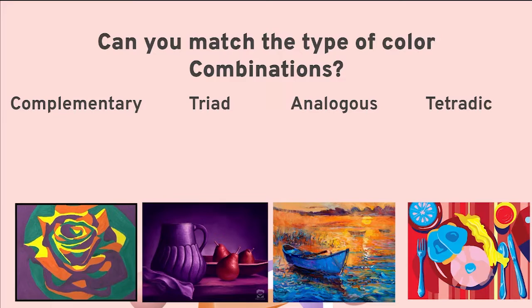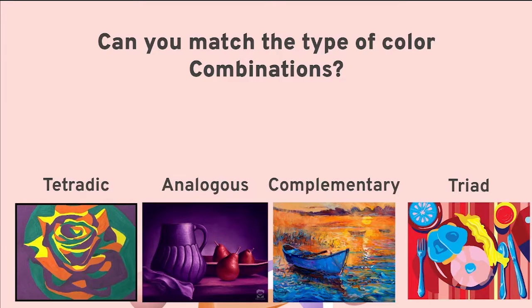Alright, time's up. How did you do? First is tetradic. You can see that the four colors mix together very nicely, making that almost square-like color wheel combination. The second one is analogous. As you can see, the reds and the purples are so close to each other on the color wheel that they're very nicely working together.